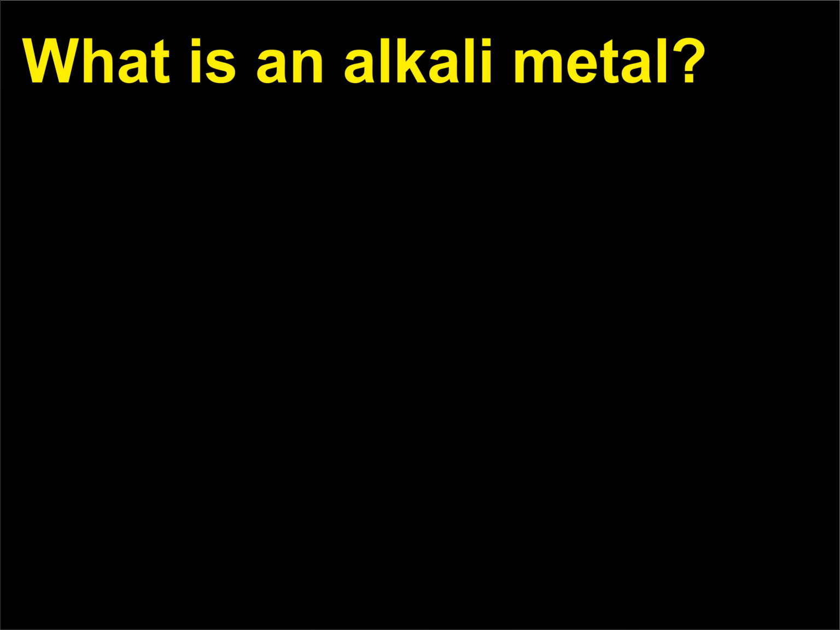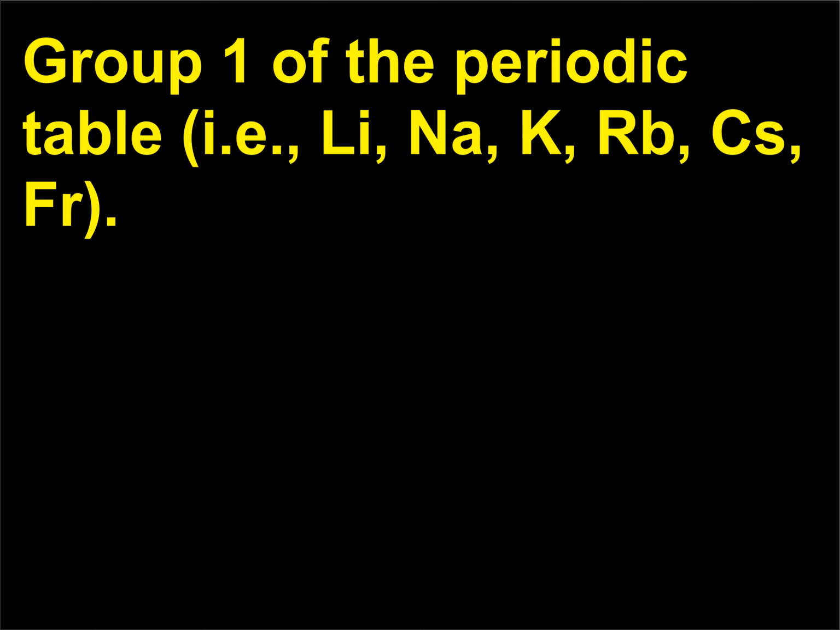What is an alkali metal? Group 1 of the periodic table, i.e., Li, Na, K, Rb, Cs, Fr.